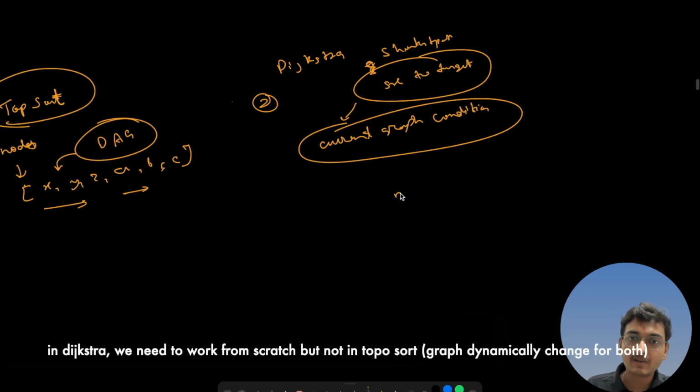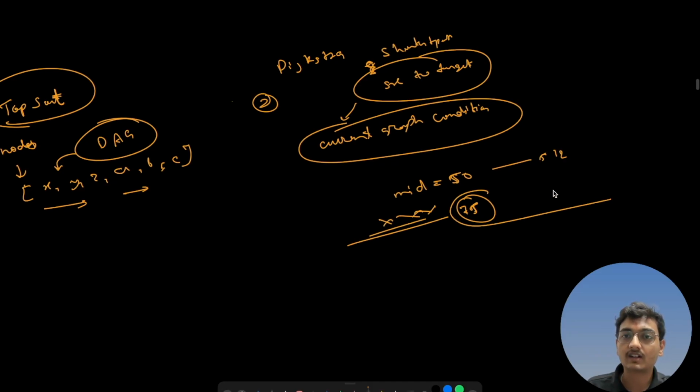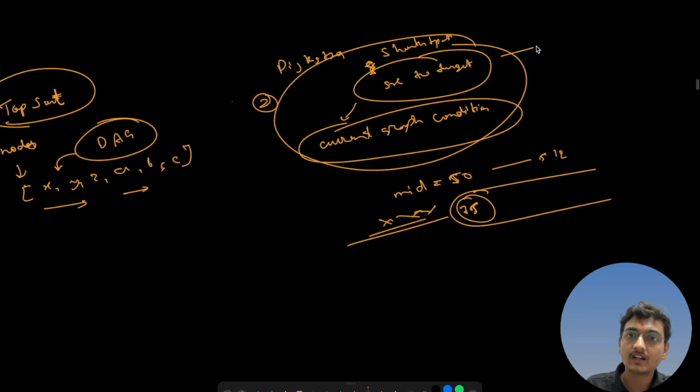Why? Let's say my mid is 50. I will be eliminating all the edges which are less than 50. I'll only be considering edges of weight 50, 51, 52, 53, and so on till the constraint. Next time, let's say my mid becomes 75. I will eliminate all the edges which are less than 75; I will not consider them, I will only consider these. So according to this, the graph will change every time, and I need to again and again find the shortest path.